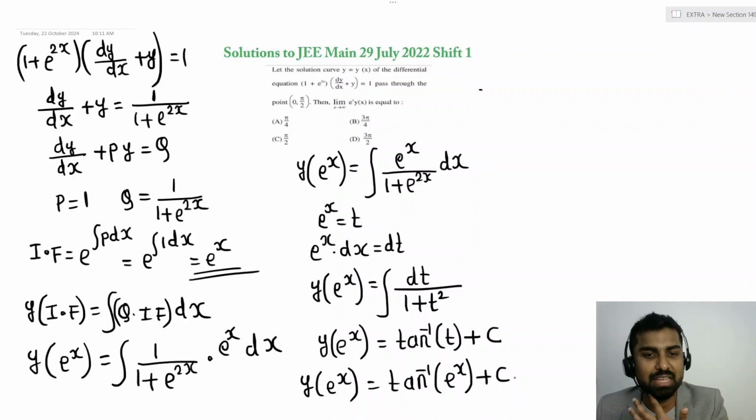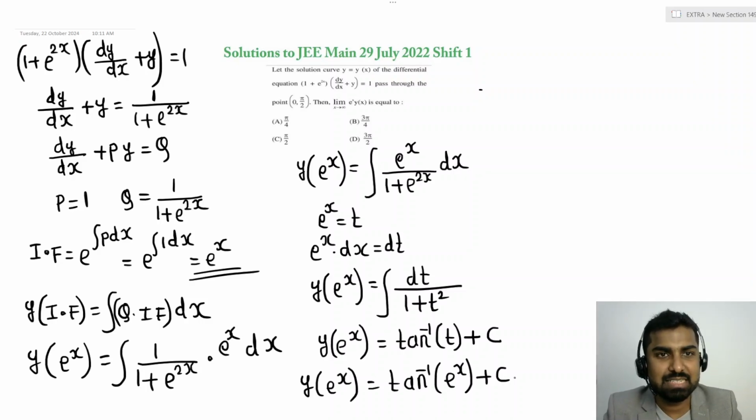So y into e raised to x will be equal to tan inverse of e raised to x plus c. Now I am going to substitute the initial value condition. They are telling us this is the curve, y into e raised to x equals tan inverse e raised to x plus c. So this curve is passing through the point (0, pi by 2). Yes, that's fine. So y into e raised to x equals tan inverse of e raised to x plus c is passing through (0, pi by 2).